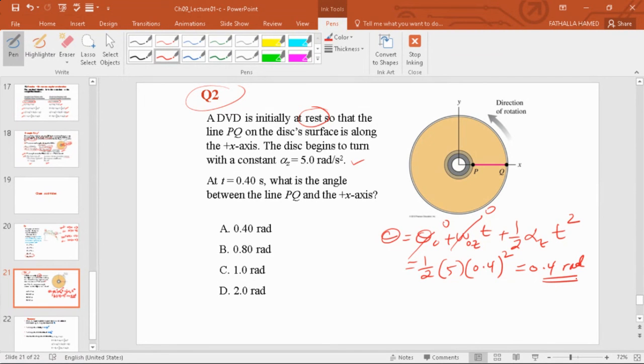So this is less than a revolution. So the angle that it makes with the positive x-axis is 0.4 rad. Is this clear?